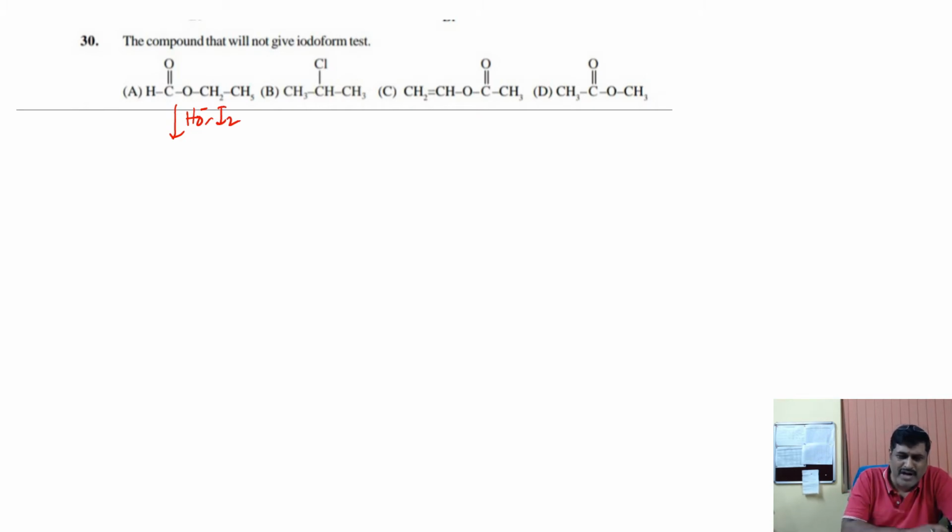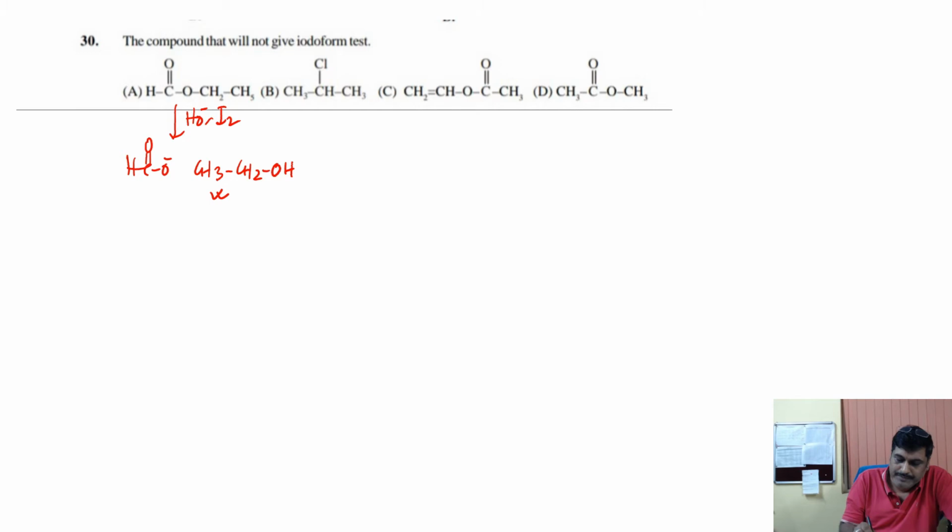So in that case, first hydrolysis takes place, and we are getting here HCOO minus and CH3CH2OH. This product, on further treatment with HO minus and I2, will be oxidized to CH3CHO, and that CH3CHO further will give CHI3 and HCOO minus. So we can say A will give the iodoform test.